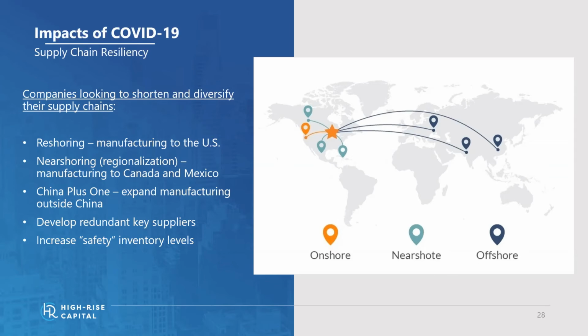Or what they're maybe doing is developing redundant key suppliers. And another thing that's being done is increasing their safety inventory levels. If you remember during COVID, or the early onset of COVID, store shelves were wiped out, warehouses were basically empty because so many people were buying, and panic buying in a lot of cases. And so a lot of companies are looking at increasing their inventory levels to make up for that and to be more resilient in that matter.